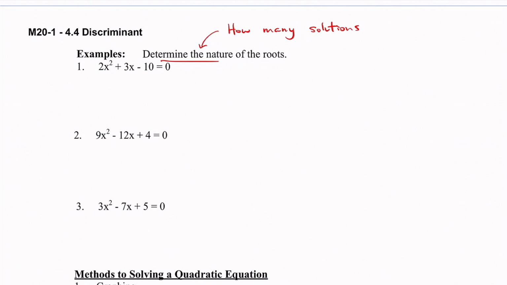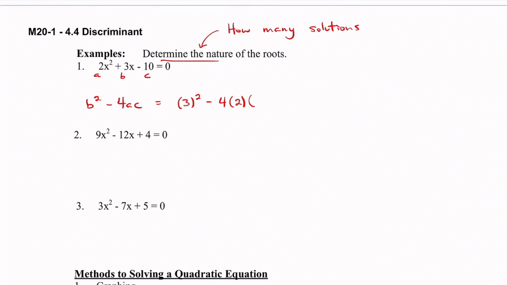Determine the nature of the roots. So we need to use the discriminant to figure out how many solutions we're going to get. So this is going to be our a, that's our b, and that's our c. So remember, it was b squared minus 4ac. So b squared is 3, so I got 3 squared minus 4 times a, which is a 2, times the c, which is -10.